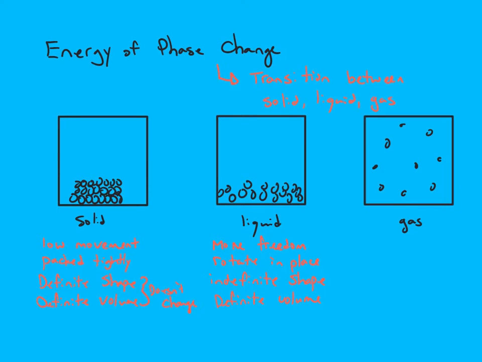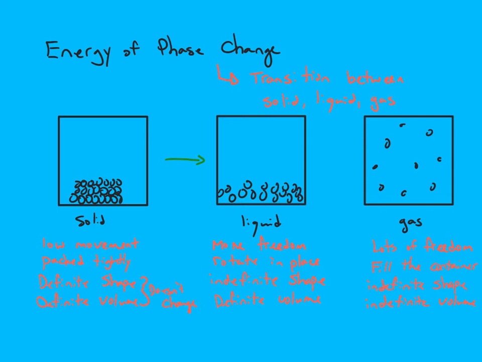And finally, gases have lots of space to move around because as we add more heat, we are transitioning from a liquid to a gas, and the particles begin to move around very freely, and they fill the container so they have indefinite shape, and also the particles can be compressed or pushed together so they have indefinite volume. There's lots of space with lots of movement.